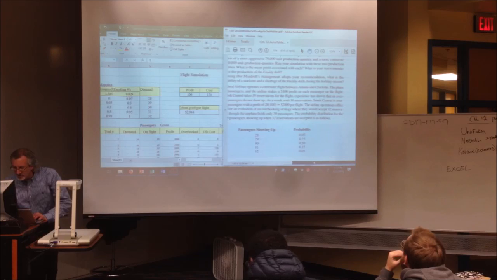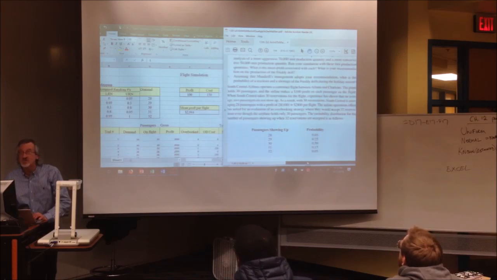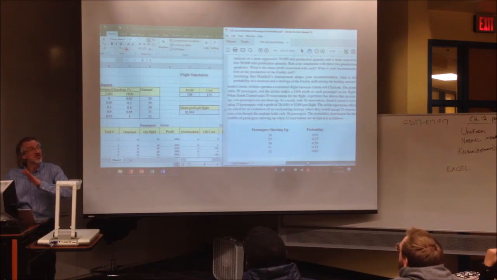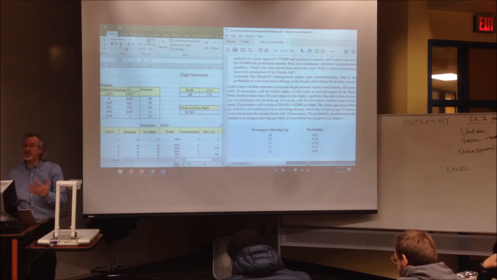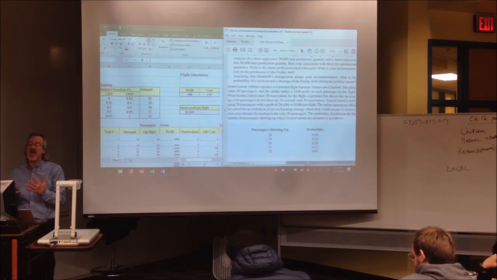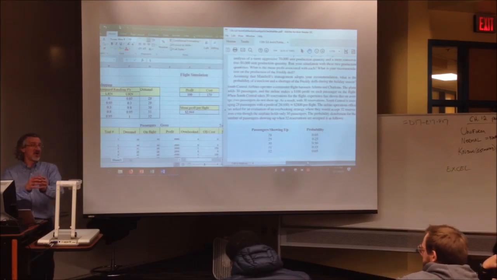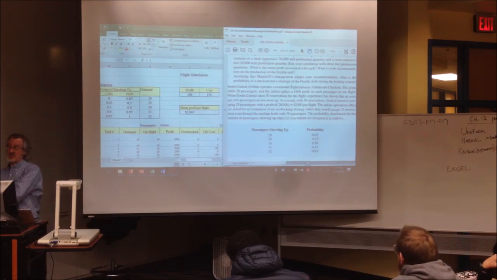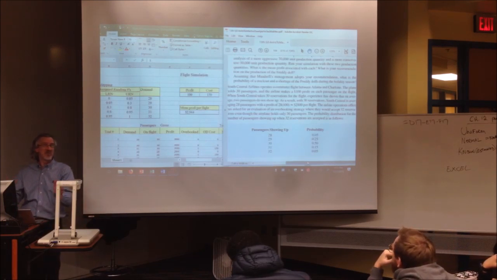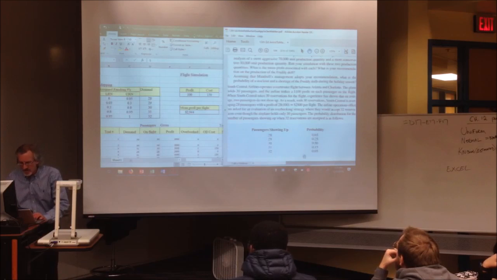Central Airlines commuter flight between Atlanta and Charlotte. The plane holds 30 passengers. Here's the key information. There's only 30 seats on the plane. Now this is going to prepare you for homework in the sense that you're going to take this story and turn it into a simulation. This doesn't have to be a net profit one, but this is a good one.